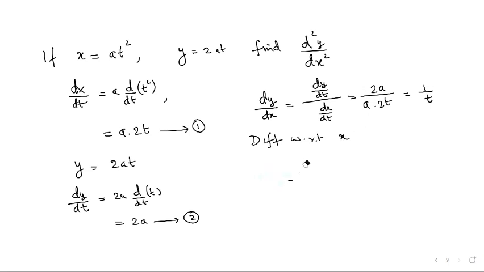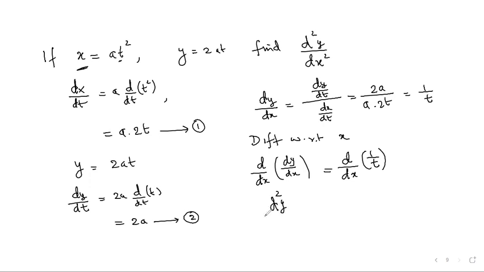What is the problem you are going to face? Left hand side, no problem, d by dx of dy by dx. Right hand side is d by dx of 1 by t. No x in it. But t is not a constant. When x varies, t also varies. So you can't take the derivative as 0. So can you tell me how to differentiate 1 by t with respect to x?